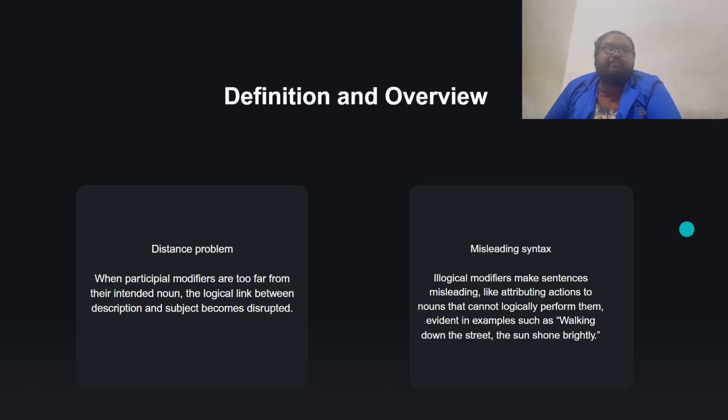Definition and the distant problem. When participial modifiers are too far from their intended noun, the logical link between description and subject becomes disrupted. Misleading syntax. Illogical modifiers make sentences misleading, like attributing actions to nouns that cannot logically perform them, evident in examples such as: walking down the street, the sun shone brightly. That's ridiculous.